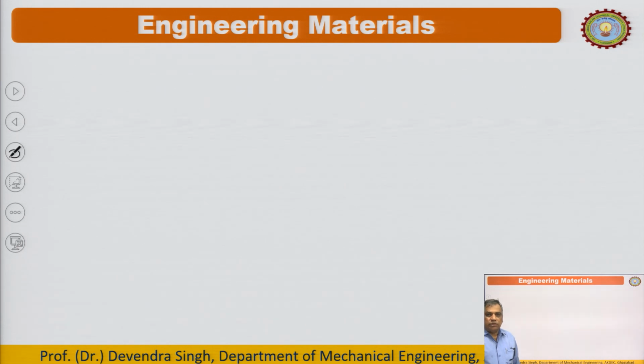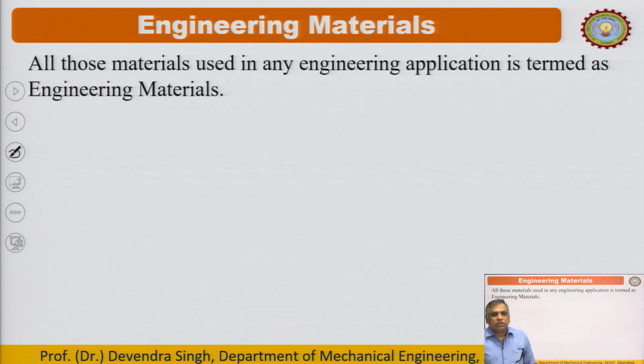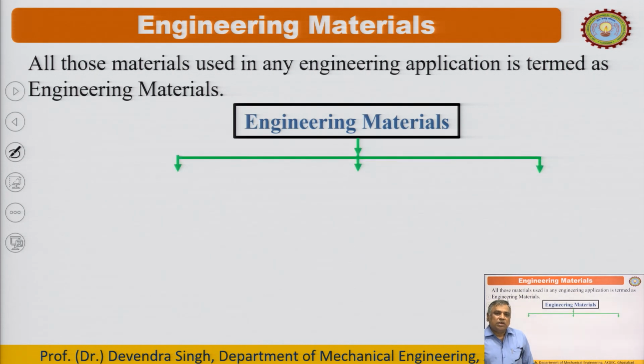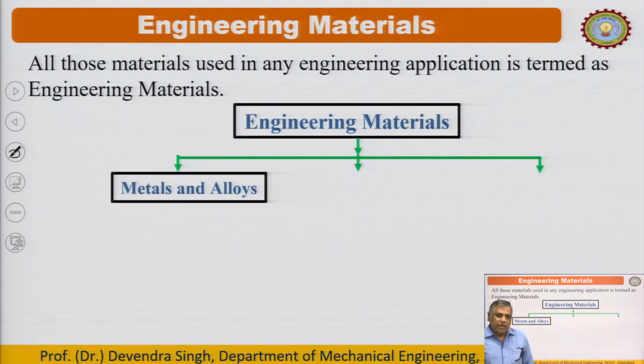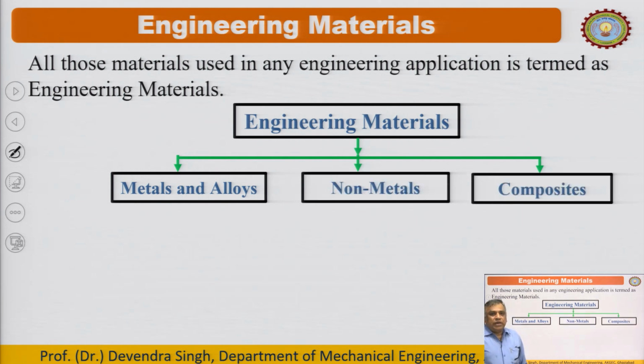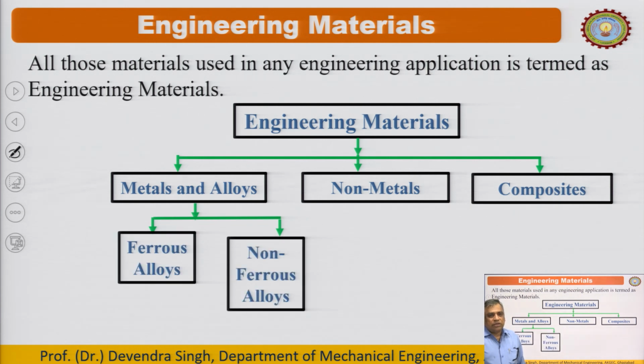Now, the next topic, engineering materials. Any material which has any engineering application is called an engineering material, and as far as the classification is concerned, engineering materials are primarily classified in 3 categories: metals and alloys, then non-metals and the composites. Metals are ferrous alloys and non-ferrous alloys.